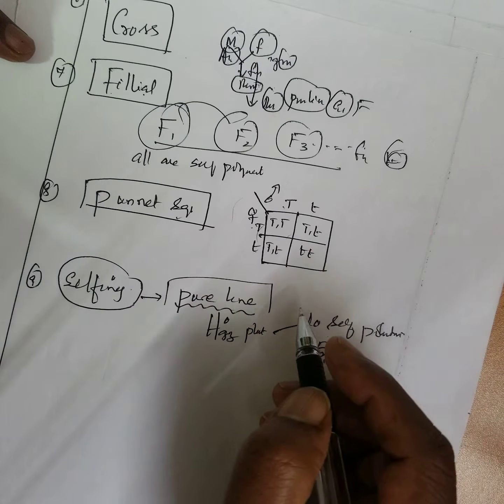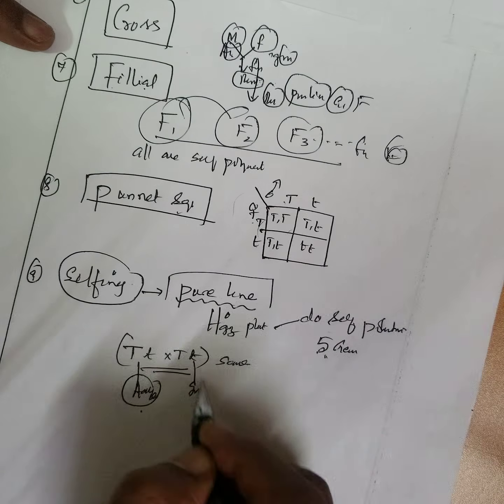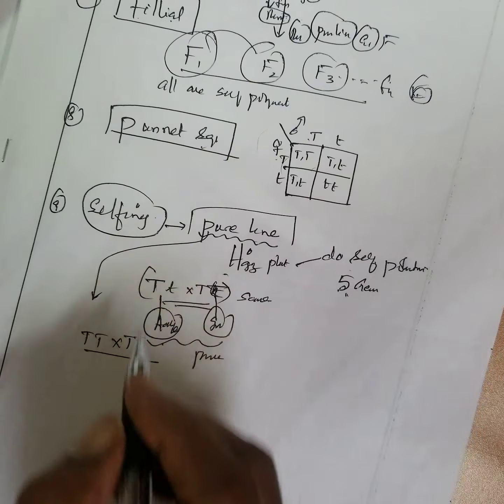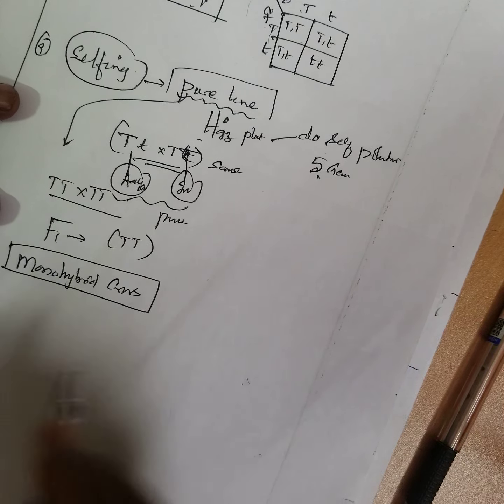For example, T. This is from the same plant. This is called self-pollination. That means androecium from the same plant, gynoecium from the same plant. You will get a pure line. Suppose you multiply T and T, you'll get a pure line. What will the first generation be? T and T only. See, what is a monohybrid?